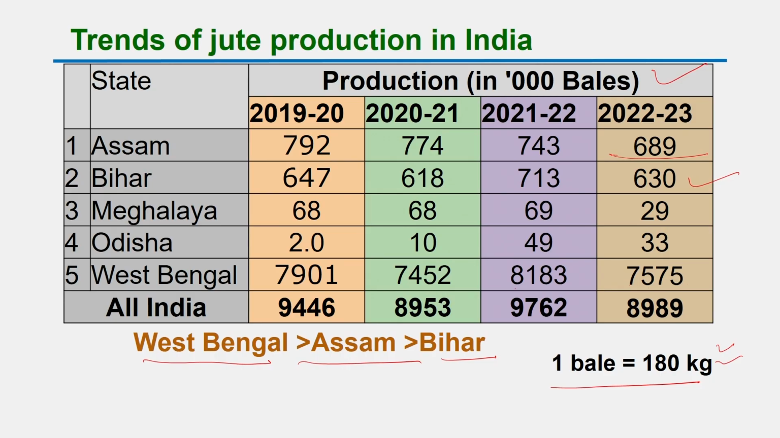Coming to all India production of bales, in year 2019-20 it was 9,446, which has decreased in 2021 to 8,953, and finally the latest you can see it is somewhere around 9,000 bales production in India, 9,000 into 1,000.